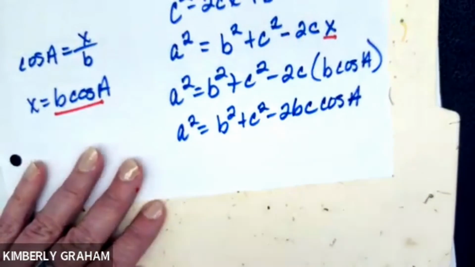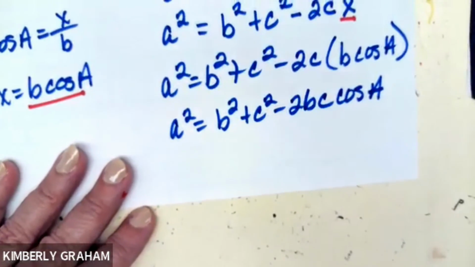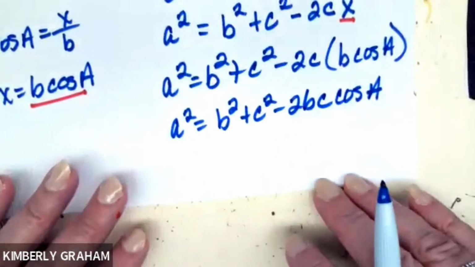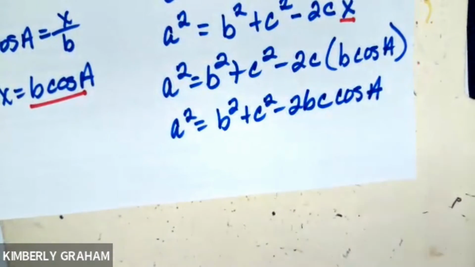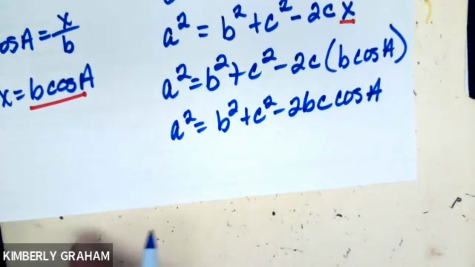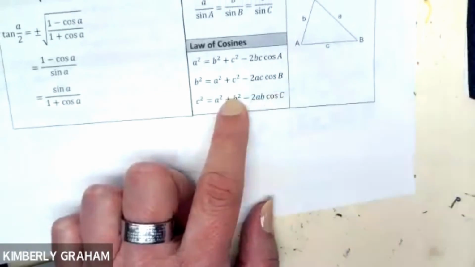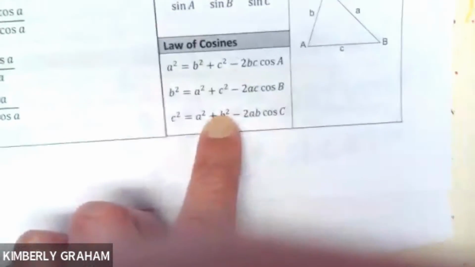So I've just proven the law of cosines. And did it really matter which one was A or B? No, I could change my triangle, turn it around and reorient it and then do this whole thing again. And I can come up with an equation for a squared, an equation for b squared and c squared. So that's where the law of cosines comes from. And you've got 3 different versions of that.